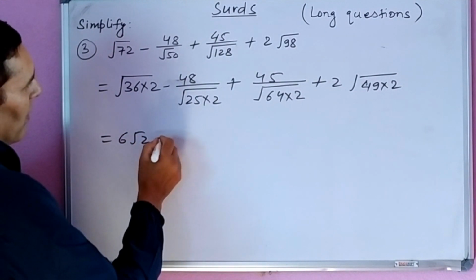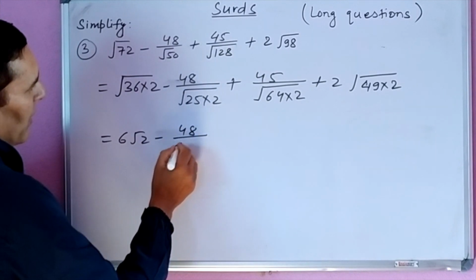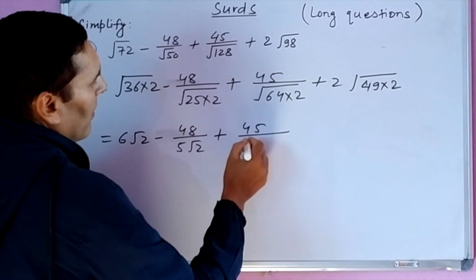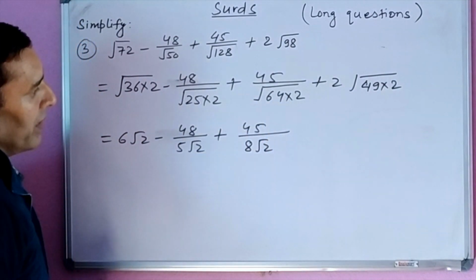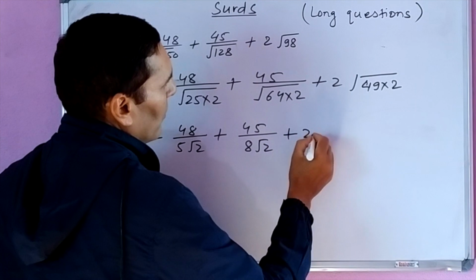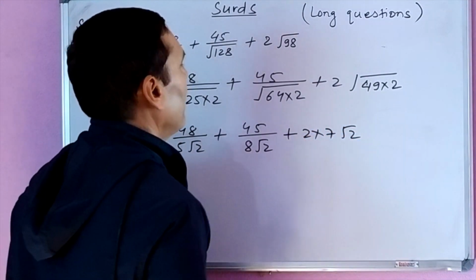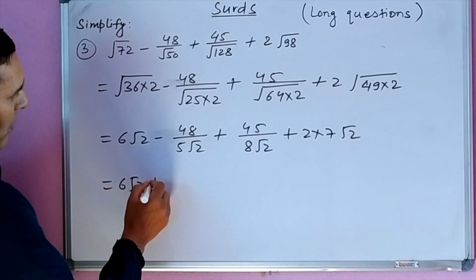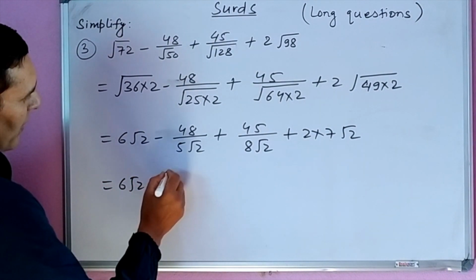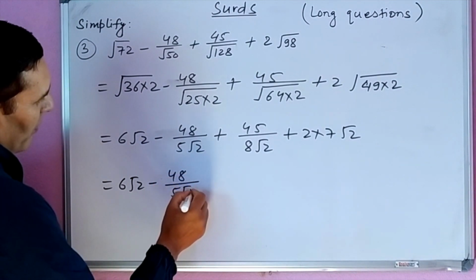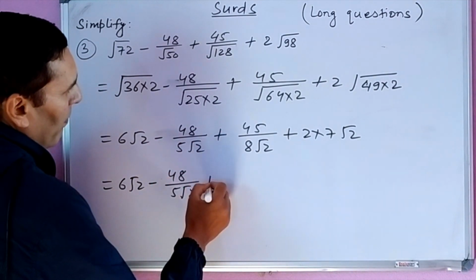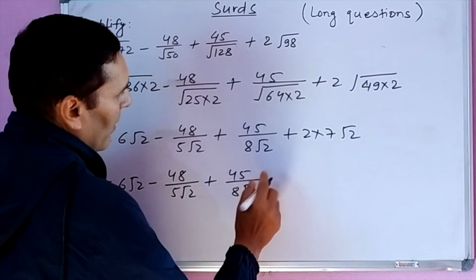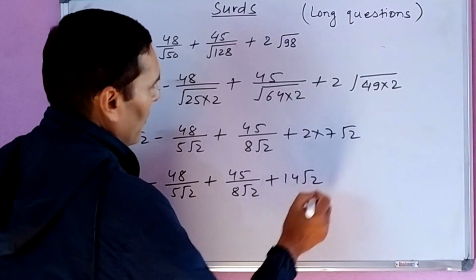minus 48 upon 5 root 2 plus 45 upon 8 root 2, since the square root of 64 is 8, plus 2 into 7 root 2. So we have 6 root 2 minus 48 upon 5 root 2 plus 45 upon 8 root 2 plus 14 root 2.